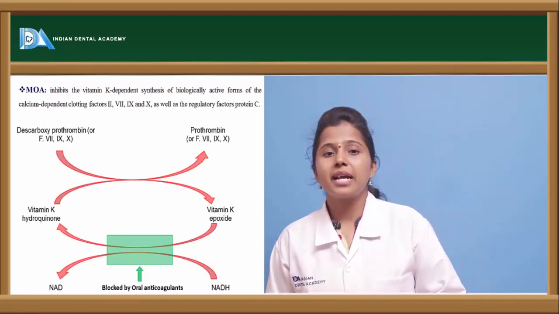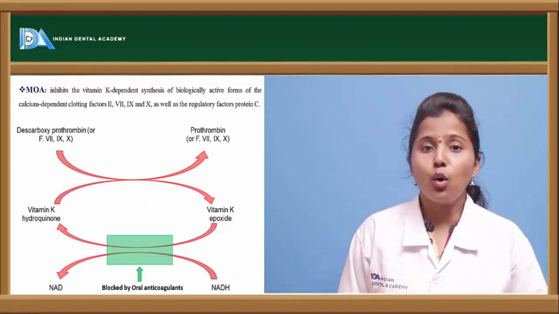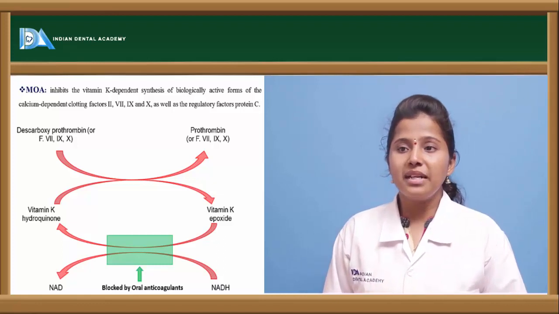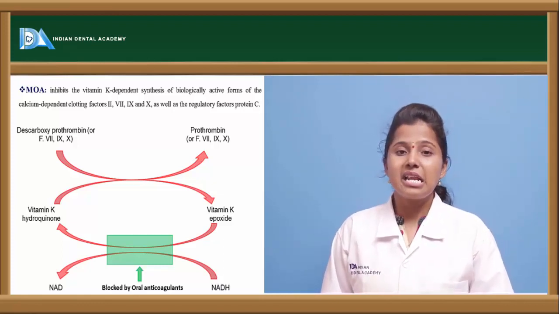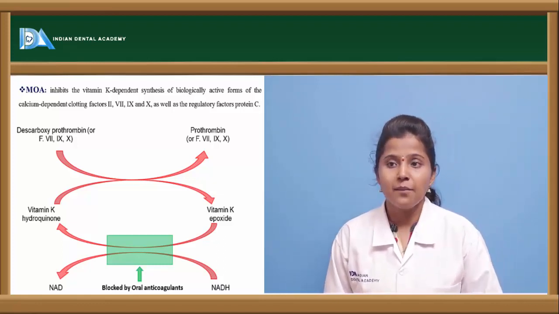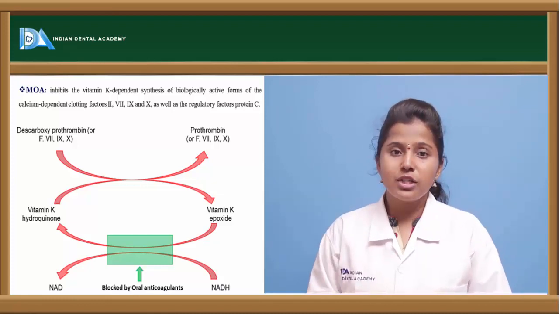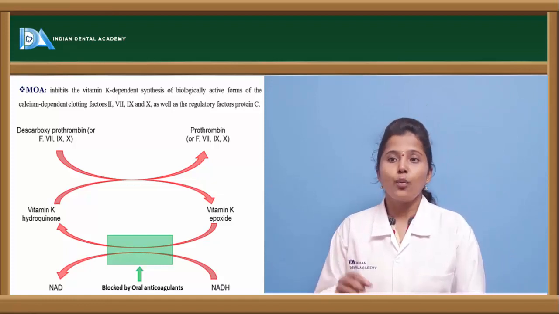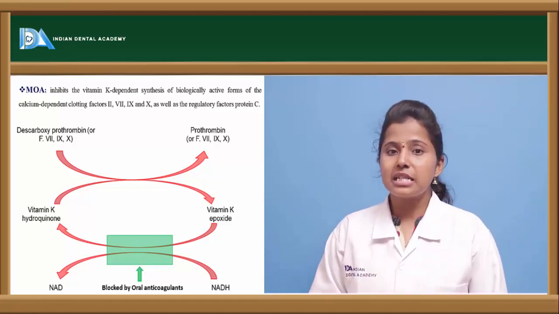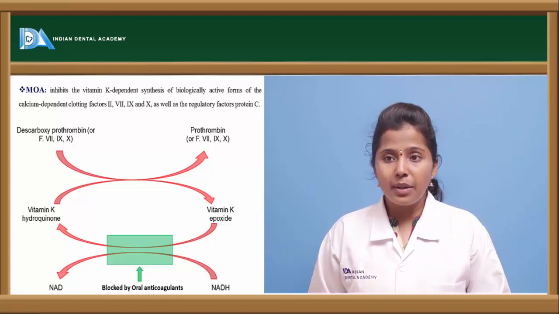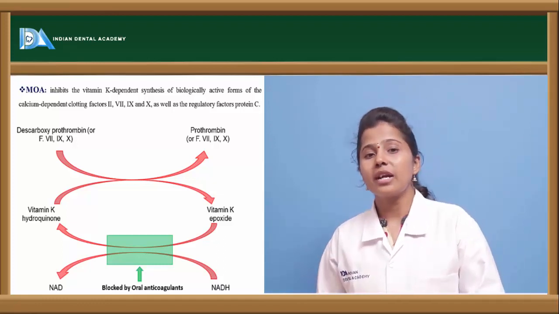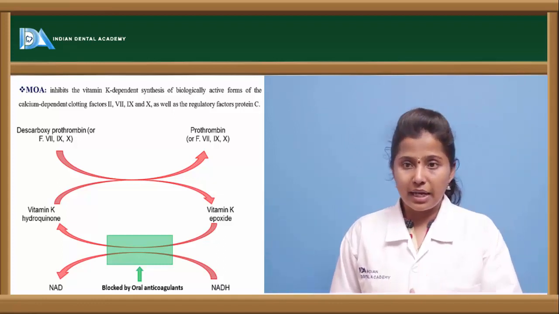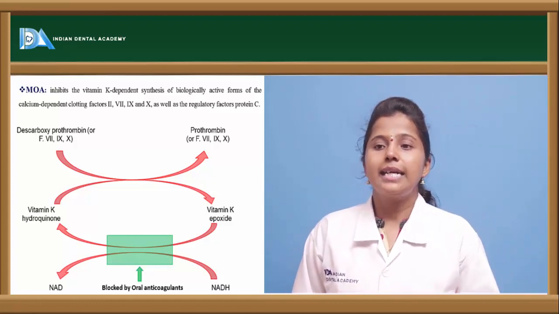And let us see the mechanism of action of warfarin, how warfarin acts. It inhibits vitamin K dependent synthesis, which is a biologically active form of calcium dependent clotting factors. So when the vitamin K dependent synthesis is blocked or inhibited, then calcium dependent clotting factor release will be inhibited. Let us see the mechanism in a pictorial representation.